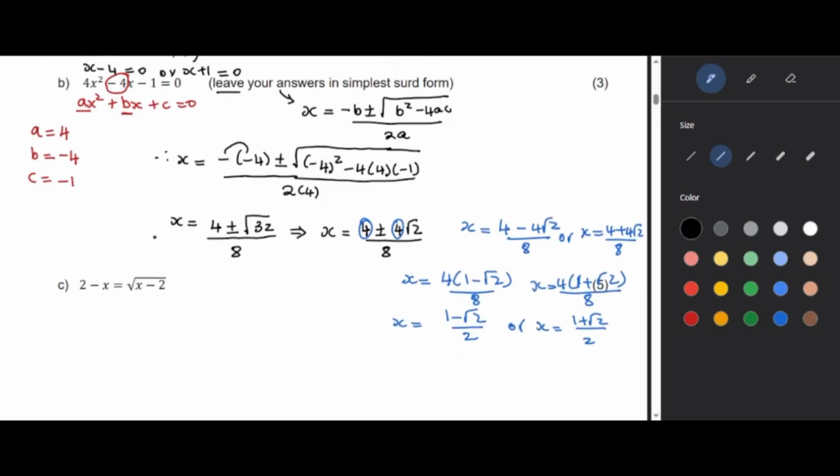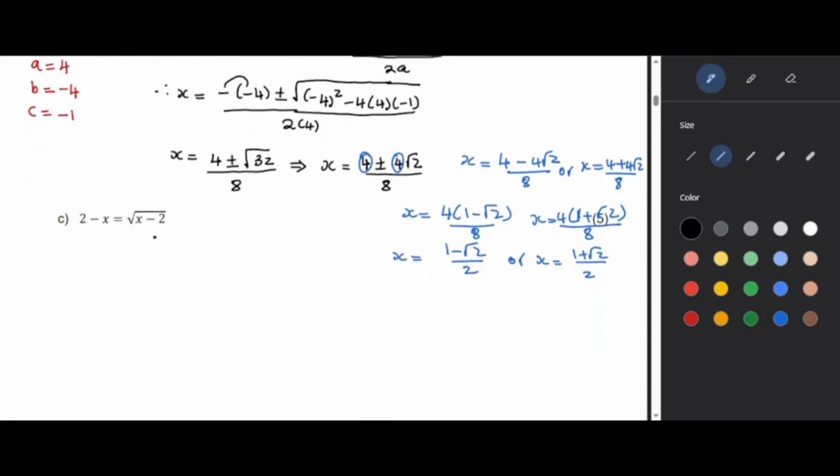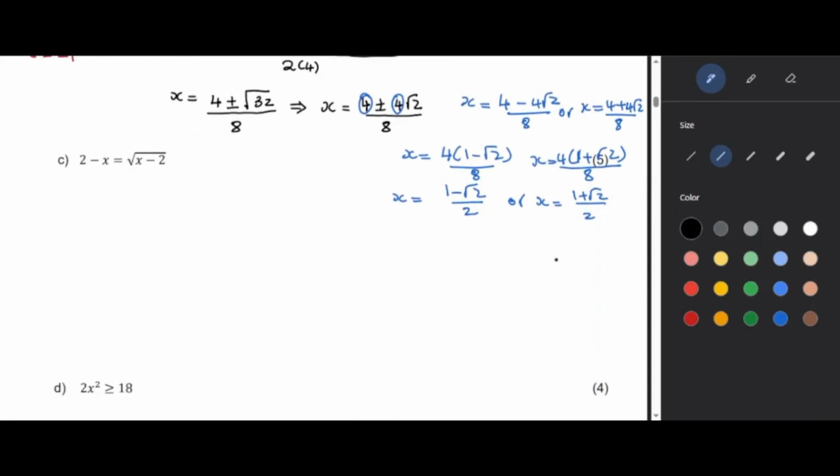Right, let's look at the next one. Let's see what we have here. And I think this one is 5 marks, but when I look at this already, the square root is isolated. So I'll just go straight and square both sides, because the square root is isolated. I can say this is 2 minus x squared.